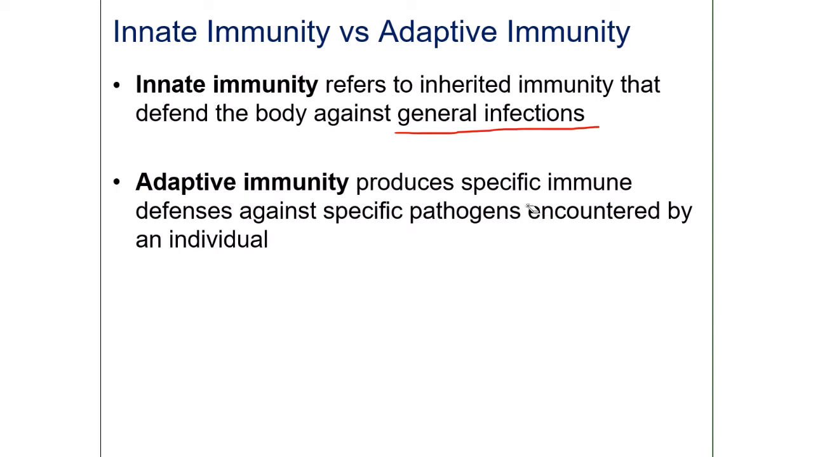So adaptive immunity is something that is very specific, and you're not born with the ability to fight these specific pathogens. You have to encounter them first before you are able to create a tailored response to it. So adaptive immunity is also known as specific immunity. Specific immunity, or because you have to get it as opposed to be born with it, is sometimes called acquired immunity.